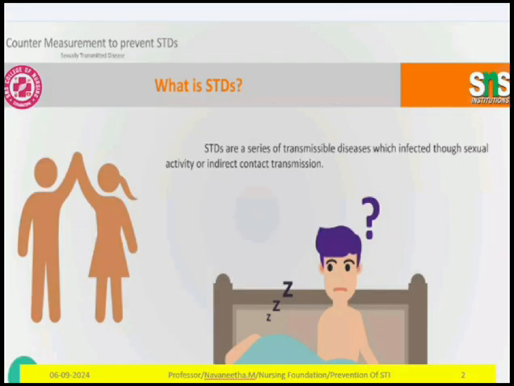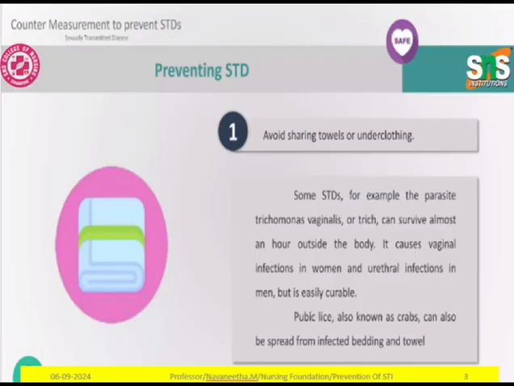STDs are a series of transmissible diseases which are infected through sexual activity or indirect contact transmission. It may be direct or indirect. Direct means sexual contact from one person to another person. Indirect means through a towel or improper washing of innerwear. All these can cause infections. Now we are going to list out the prevention of STI.